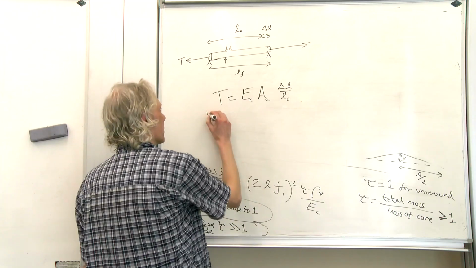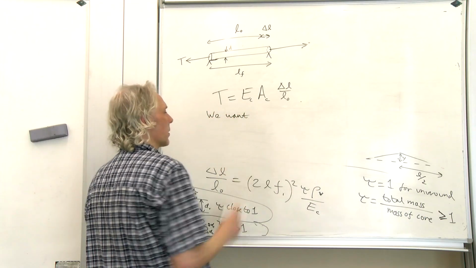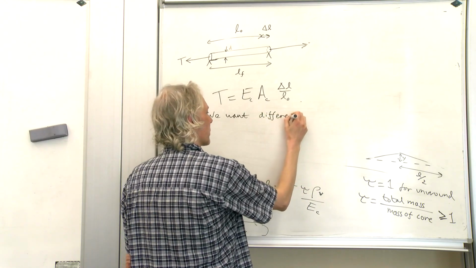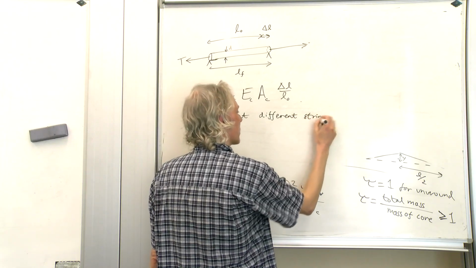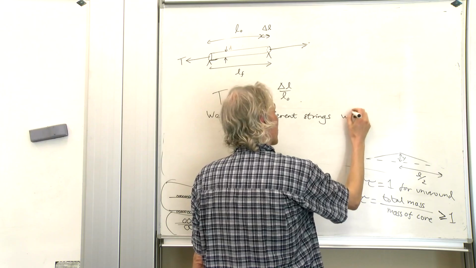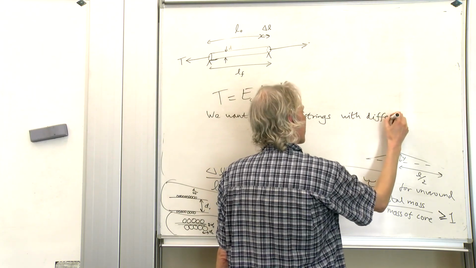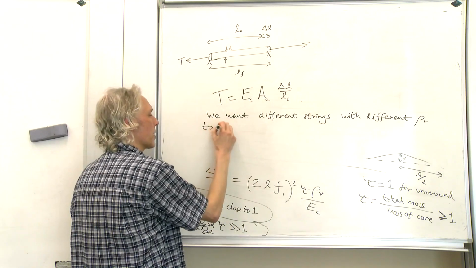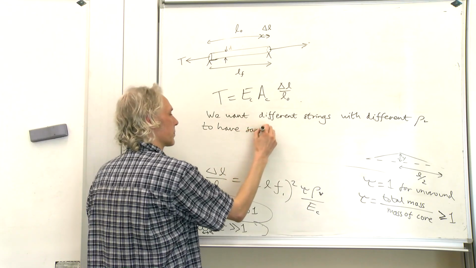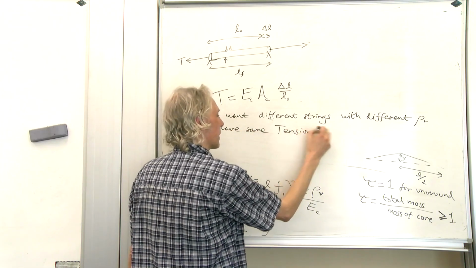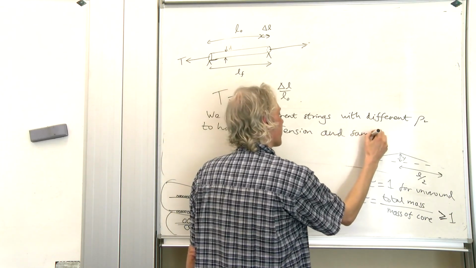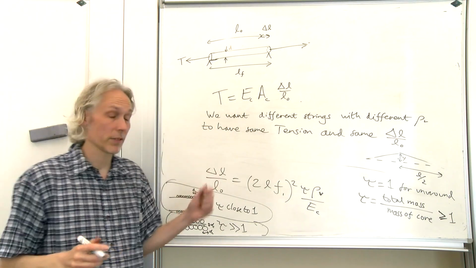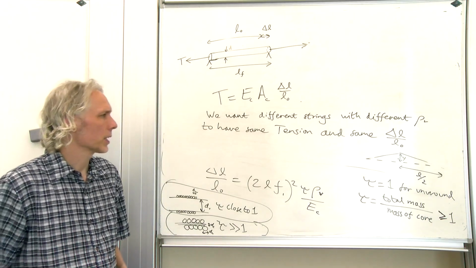Okay, so we want different strings with different windings and different mass per unit length, to have the same tension and the same engineering strain at rest. And when I say at rest, I mean at the playing pitch. Okay, how do we achieve that?